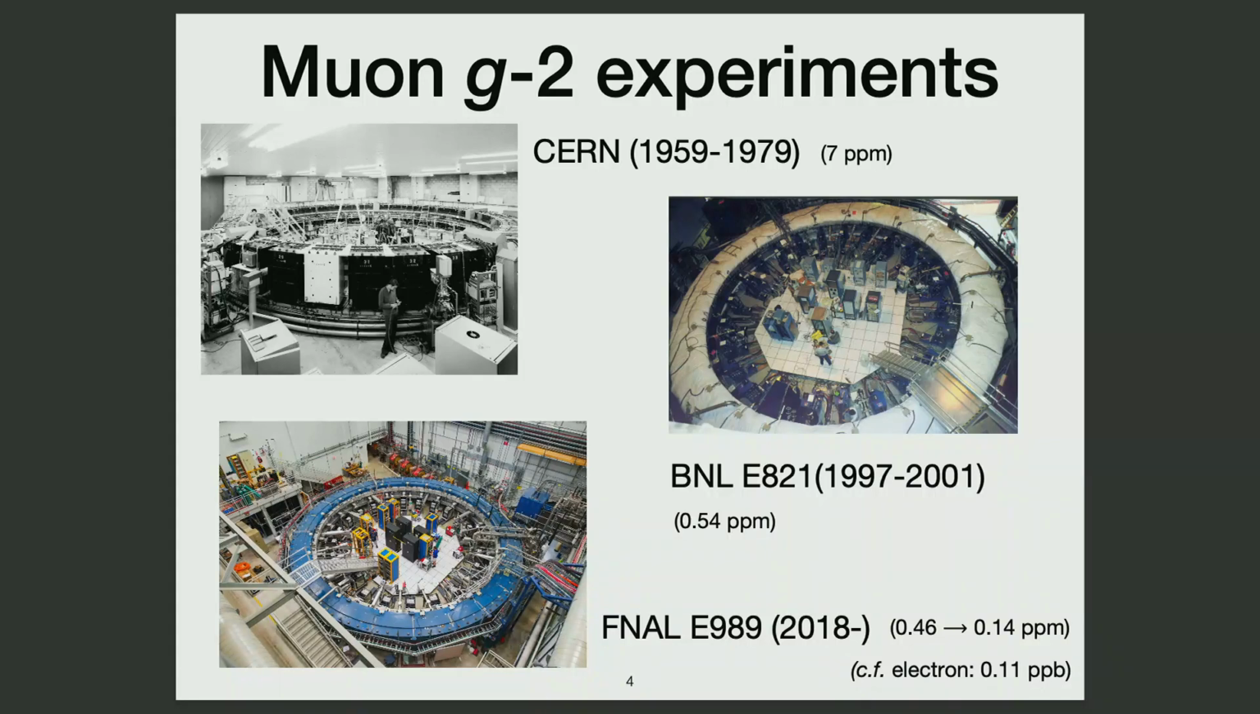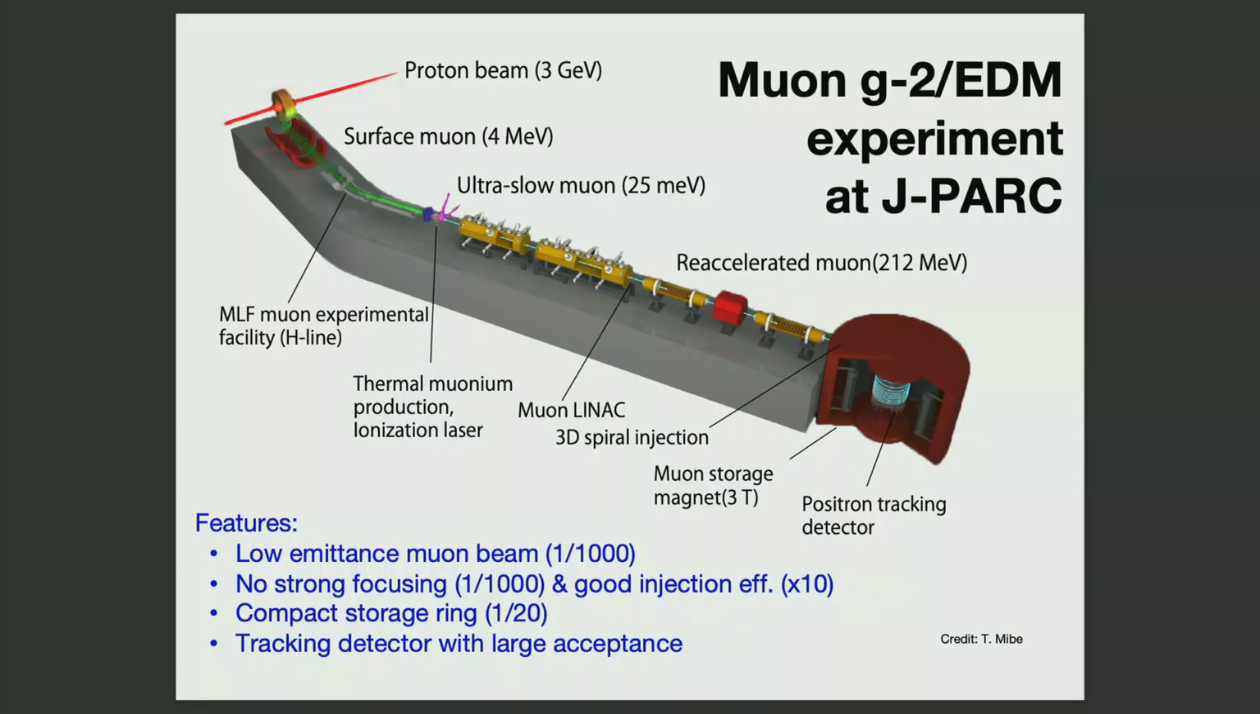And now at Fermilab, the experiment at Brookhaven was literally moved to Fermilab, and they've been running for a while now. They started with one run. They've now done 6 runs. They started with 0.46 parts per million, and they ultimately want to get down to about 0.1, maybe a little bit more per million. There's also an experiment planned at J-PARC in Japan, which is being built right now, and they probably won't take data for quite some time.